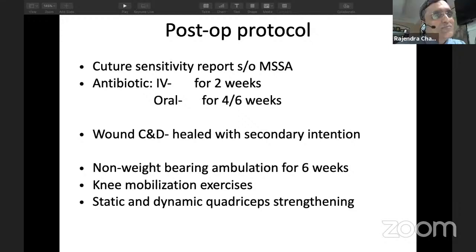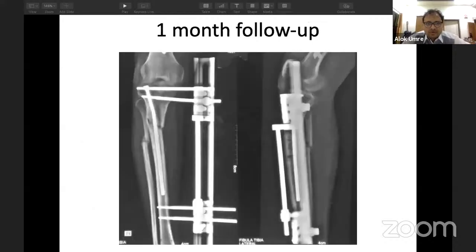Is this your routine protocol even for a mid-shaft tibia, or because it was metaphyseal? Yes, sir. If it is an infective non-union, we proceed with the antibiotic impregnated nail, not always with LRS. We use IV antibiotics for 2 weeks and then oral for another 4 weeks. And this is the post-op protocol which we followed.